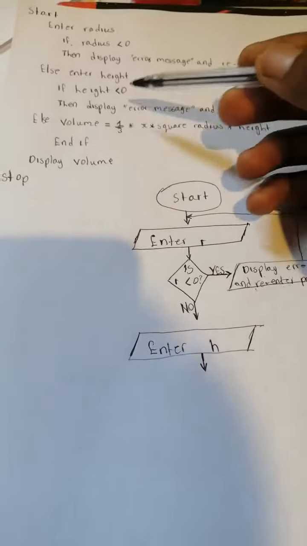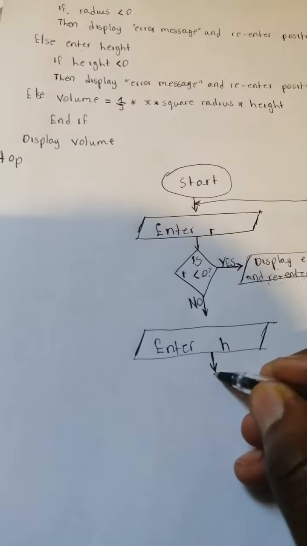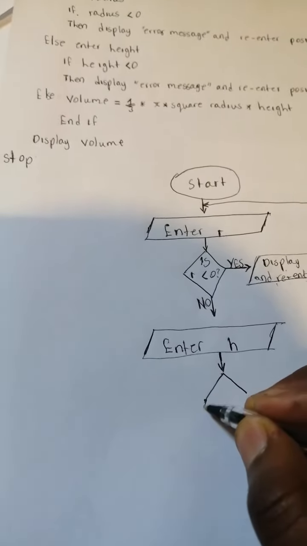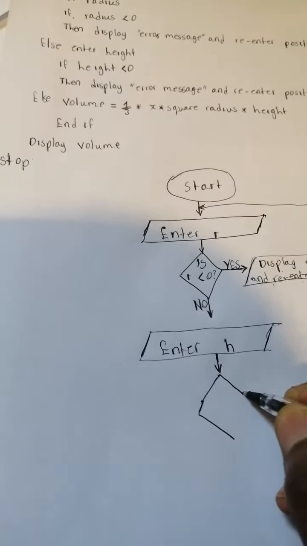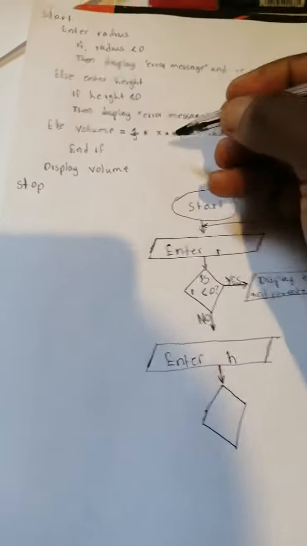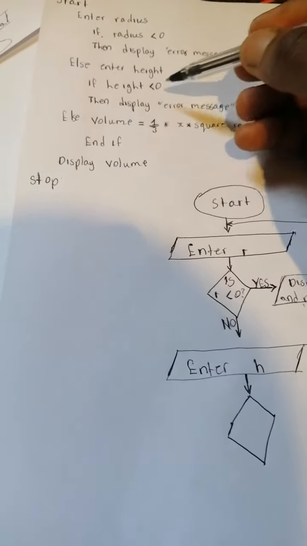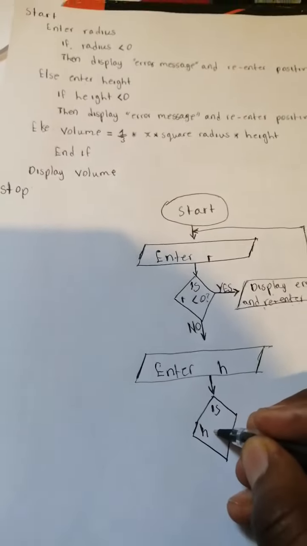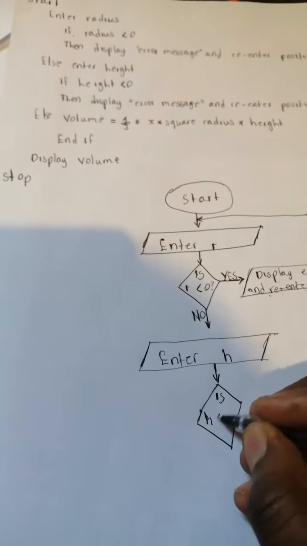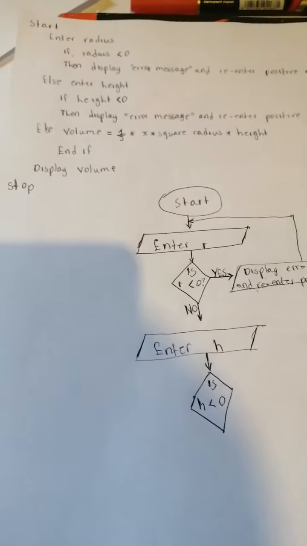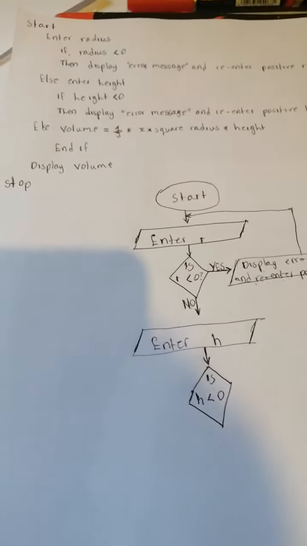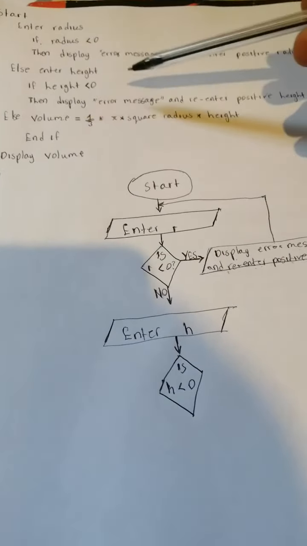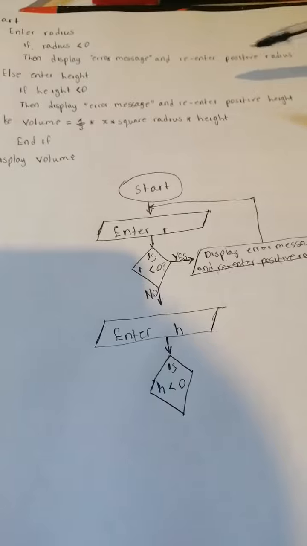So if height is less than 0, we're going to draw a decision shape, which is a rhombus, which looks like a diamond. So instead of writing if height is less than 0, I'm going to say is h less than 0, like that. Then after writing like this, notice that here we have then display error message and then enter positive height.